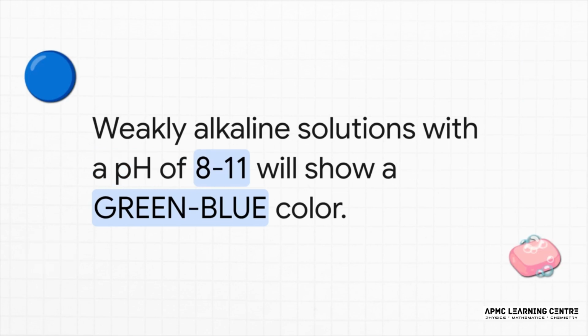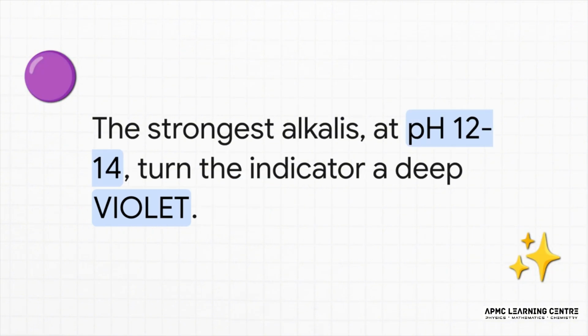The moment we cross over pH 7, we're in alkaline territory, and we hit the B for blue. Weak alkalis, so things in the pH 8 to 11 range, will start to shift the indicator into these cooler, greeny-blue shades. And finally, for the really strong alkalis, we get to the end of our rainbow with V for violet. Any solution with a pH from 12 to 14 will give you this deep, rich violet or purple color.